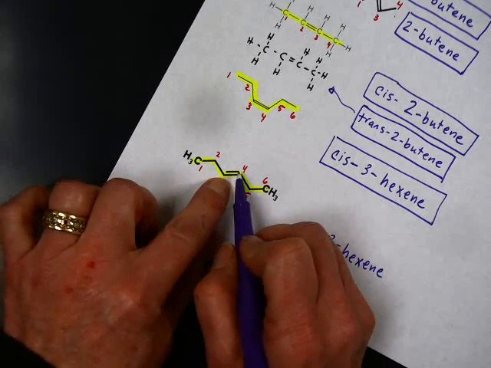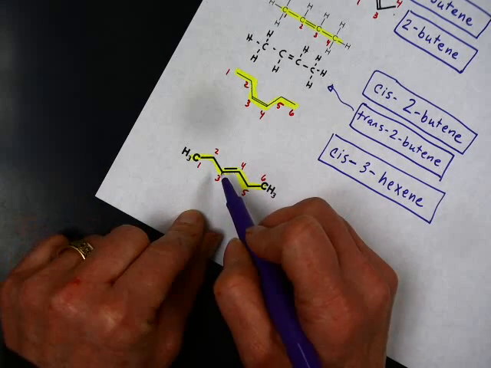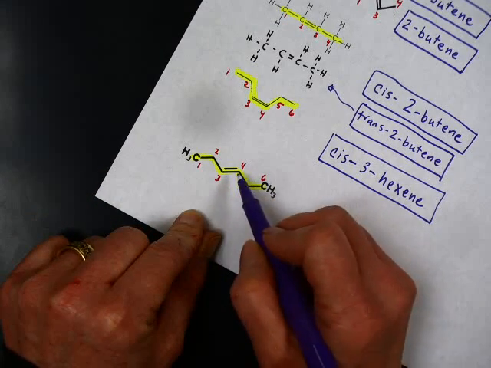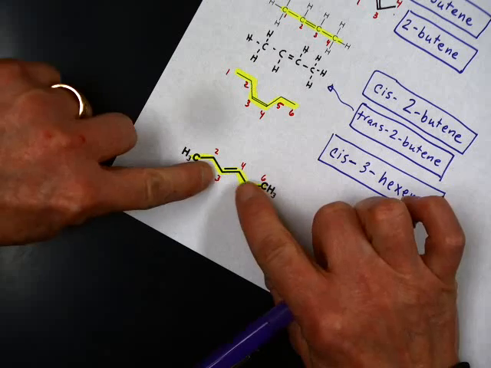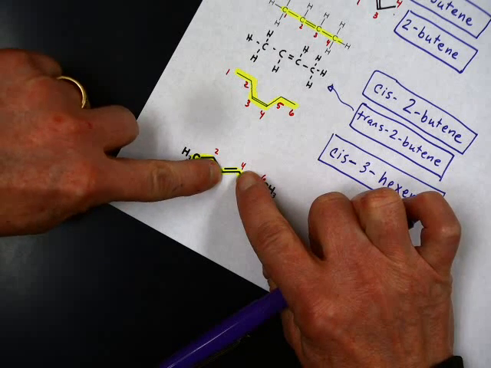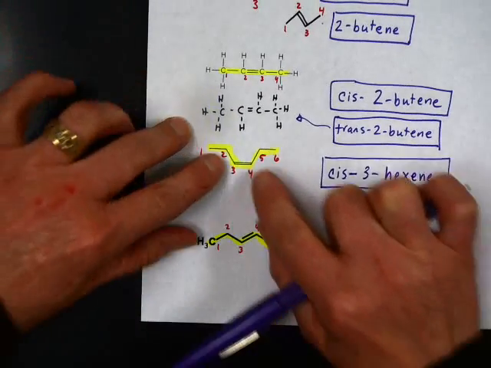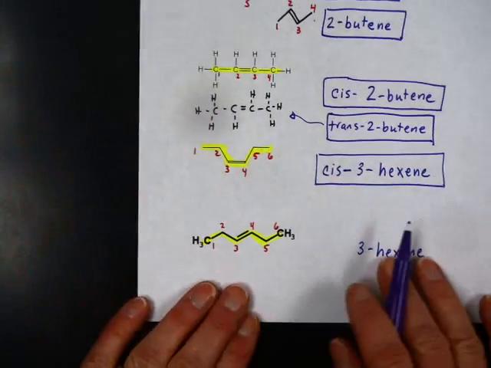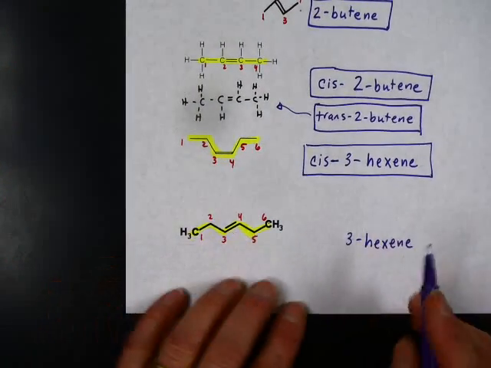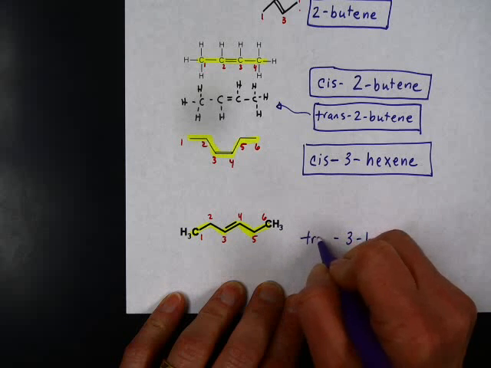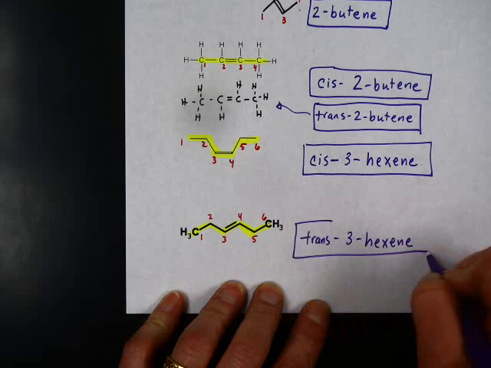For some reason that's easier for me to see. Then I can show, oh, look, that goes up, this one goes down. If I'm at either end of the double bond, one's going up, one's going down. They're doing the opposite. Here they were doing the same. That was cis. They're not doing the same. They're opposite, and so that is trans. Trans-3-hexene.